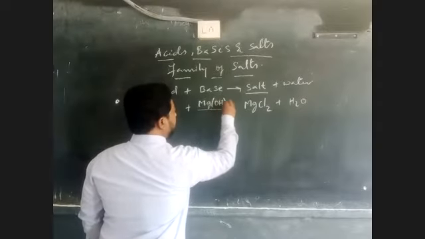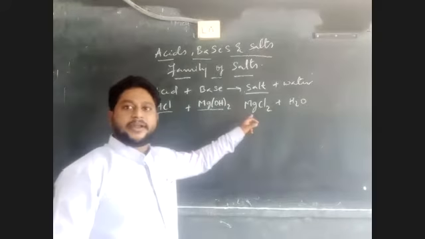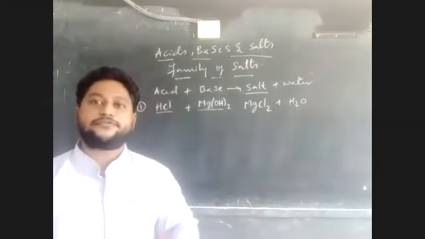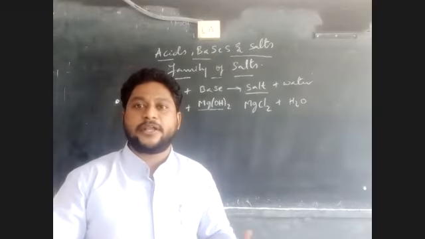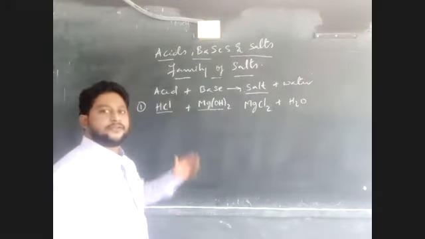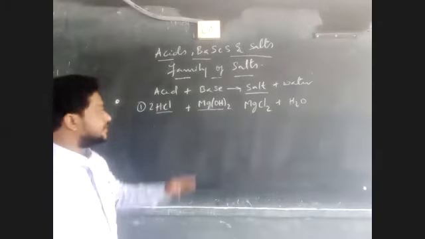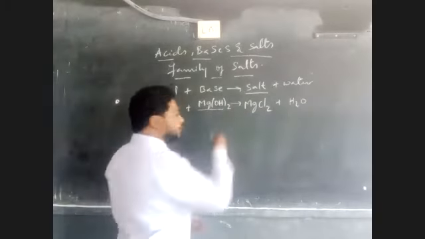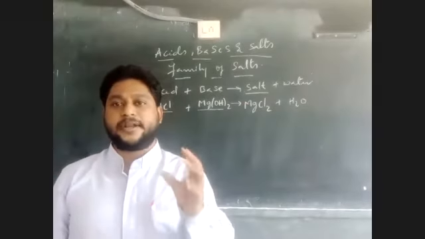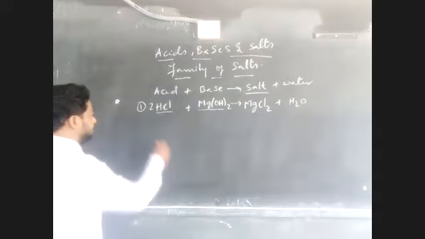Mg(OH) taken twice, Mg(OH)2. Whatever it may be, when you have a metal, for example, in place of magnesium, if you have sodium, that means sodium hydroxide. Now, if you go for balancing the reaction, this is how you need to find out the acid and base when a salt is provided to you. Let us go for the second example.